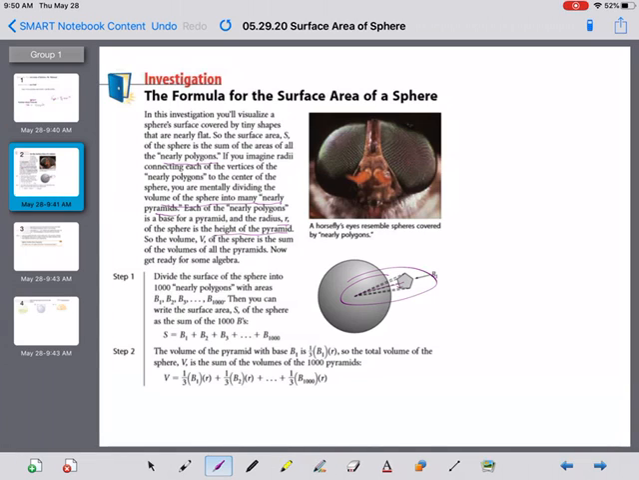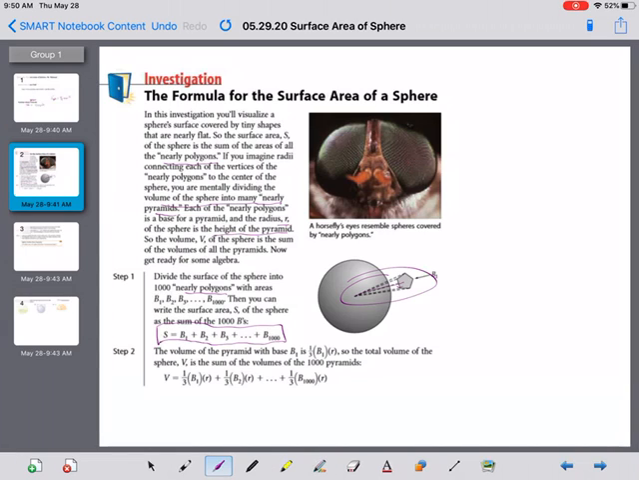Okay. So what we're saying here is divide the surface of the sphere into 1,000, it could be 1,000,000, infinite nearly polygons with areas B1, B2, B3, all the way up to B1,000. Then you can write the surface area of the sphere as S equals the sum of all of the bases. You can write that on your piece of paper.